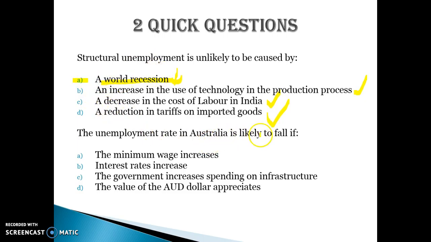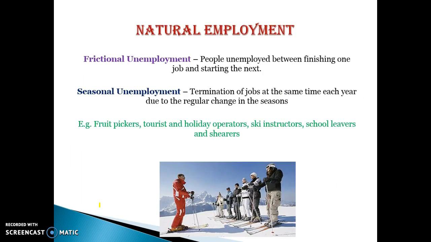The unemployment rate in Australia is likely to fall if the minimum wage increases. Well, that could lead to more unemployment because we won't want to hire as many workers. Interest rates increase, that will reduce demand. The government increases spending on infrastructure, well, that's going to create employment. So the answer is C. And the value of the Australian dollar appreciates. The unemployment rate is likely to fall because there'll be less demand for our exports.